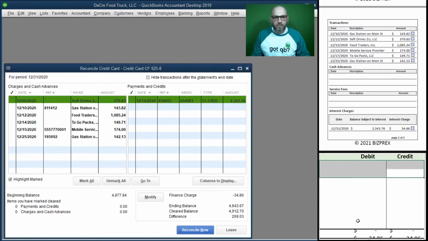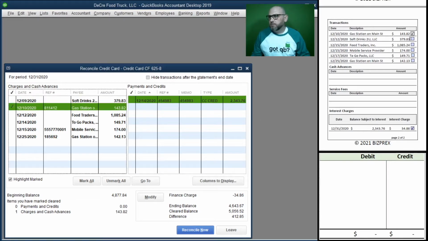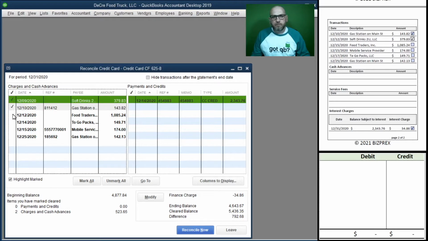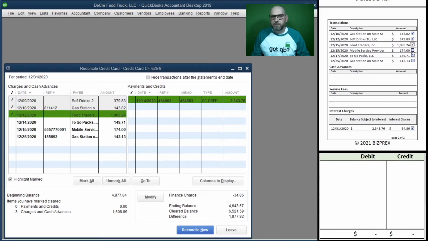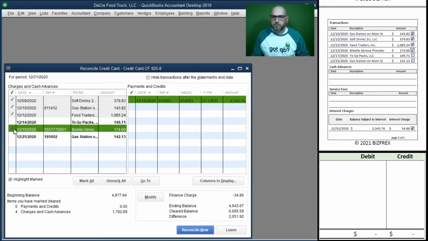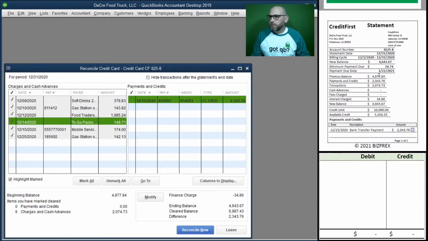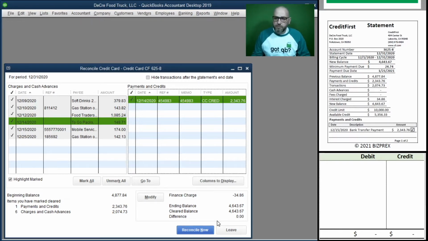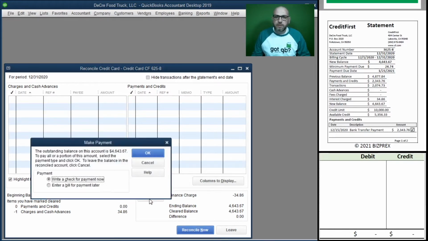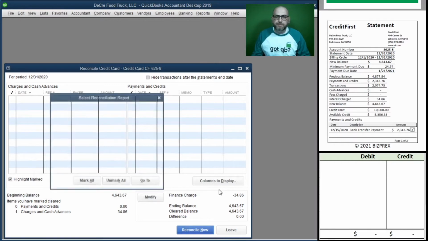Okay. So we have our finance charge right here. Let's check. Okay, we have our charges. Let's double check those. We have this one right here. We have this one right here. We have this one right here and last one right here. And then we have our payments, right? So we have our payment and we're at 0. That's our objective, right? We want to get to 0 when we're reconciling. Difference should be 0. Reconcile. We don't need to pay anything right now.